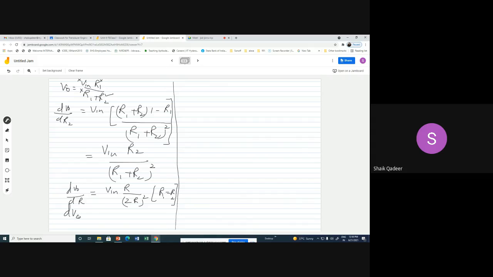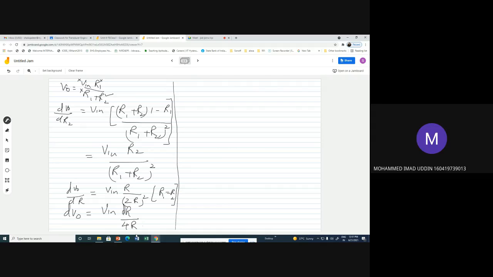Because we want small change in output voltage, I'm keeping it here. I'm writing like this: V in R. This R square becomes 4R. Is it okay? Can I write like this? I'm cross multiplying. dV0 is equal to V in into R, R gets cancelled, dR divided by 4, R square, one R gets cancelled. Is it clear to everybody?